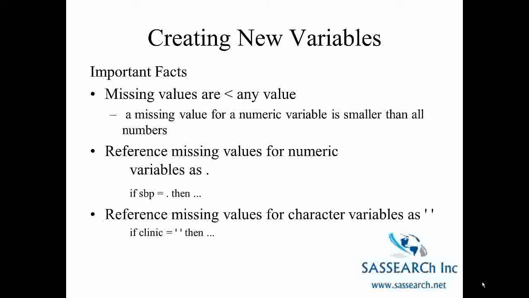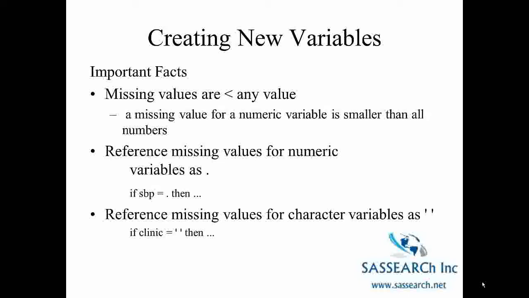So we need to be very careful when we're constructing if-then statements and we have missing values in our data set. Again, as we've talked about before, we reference missing values for numeric variables as a period. So if we wanted to reference a missing value in an if-then statement, we would say if SBP equals period, then do some action.